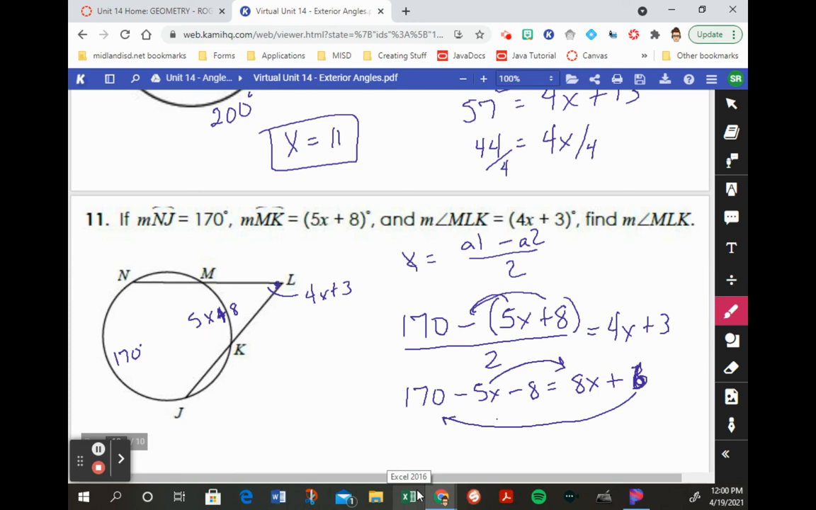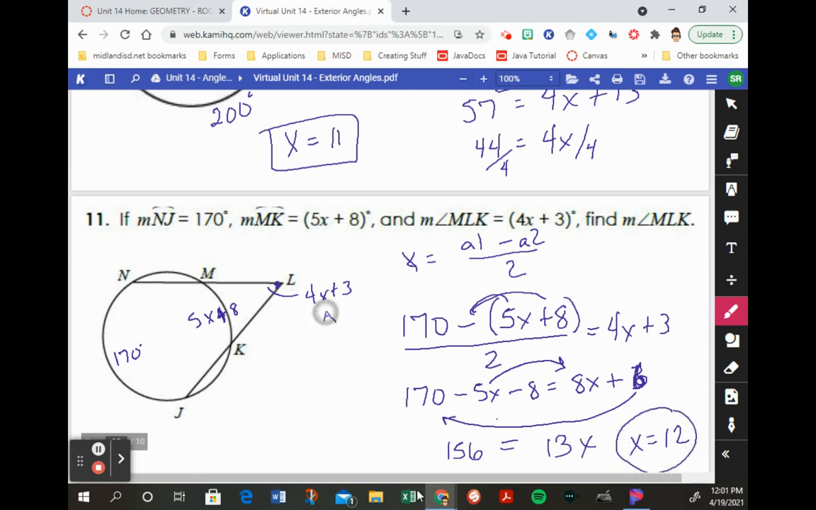So 170 minus 8 minus 6 is 156, equal to 8 plus 5 is 13. So 156 divided by 13 is 12. So x equals 12. Now we're not finished with this problem because we have to take this 12 and plug it in right here.